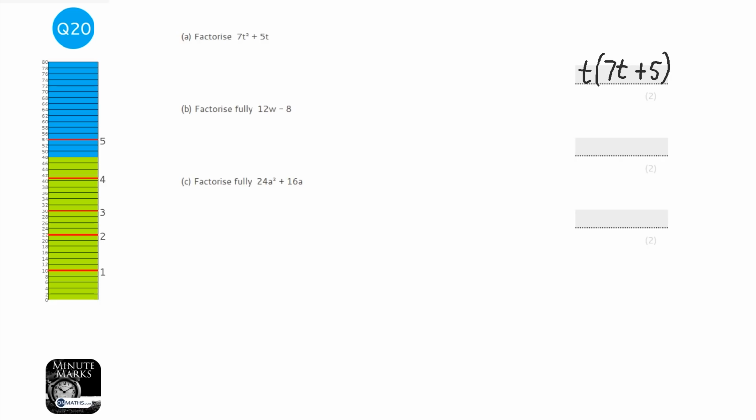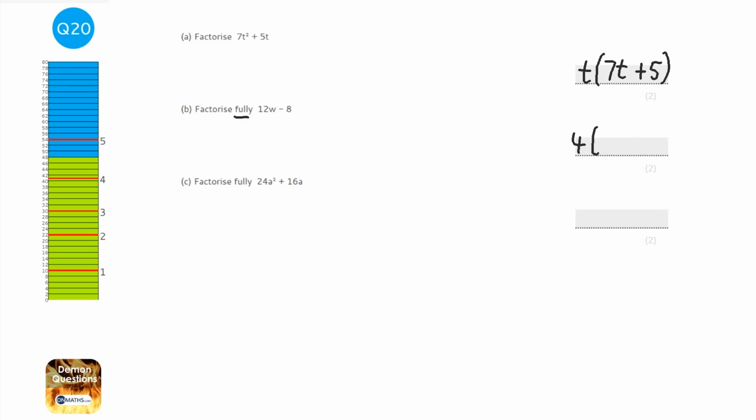Next one, w is only in the first term, so I can't divide out the w, but there's a number I can divide out of both of those. Now, I could pick 2, but actually 4 is a better number because it says factorize fully, which means I need to take out or divide out the 4 rather than just the 2. So 4 on the outside.